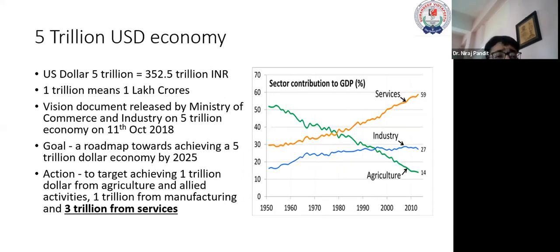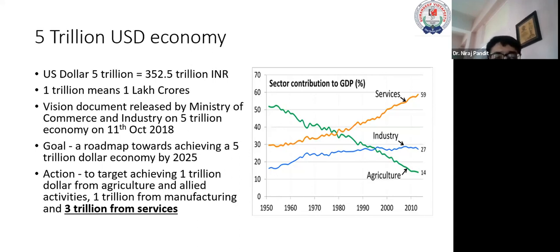What is the meaning of 5 trillion? If you convert that 5 trillion into Indian rupees, it's 352.5 trillion Indian rupees. 1 trillion means 1 lakh crores. You can give 1 lakh rupees to 1 crore people, and that is 1 lakh crore rupees.